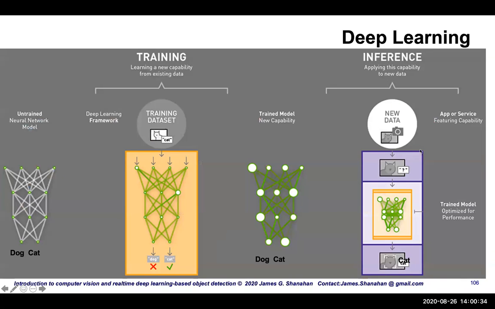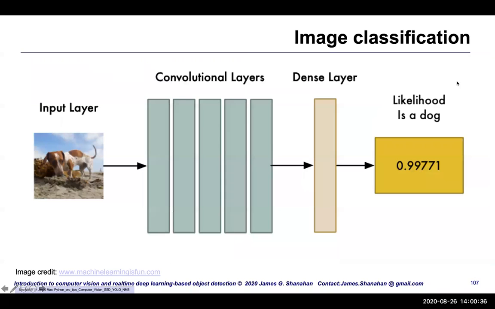I don't want to bore you with these details here. You can take an image like this and pass it through a convolutional neural network, then through, say, a dense layer, and you can get out a probability, a likelihood that this is a dog or an object of interest or a class of interest.